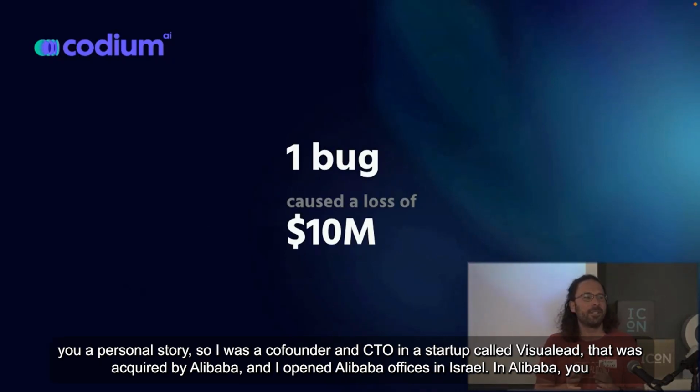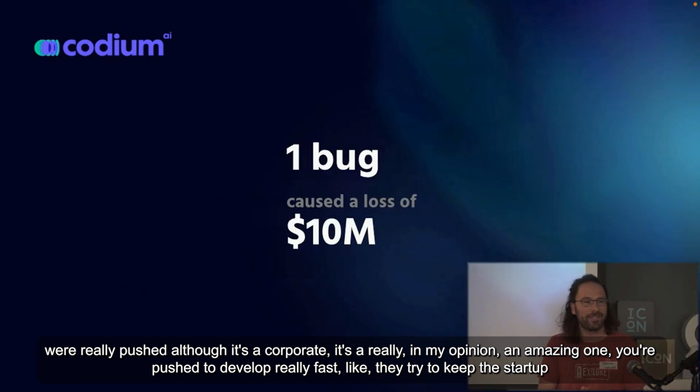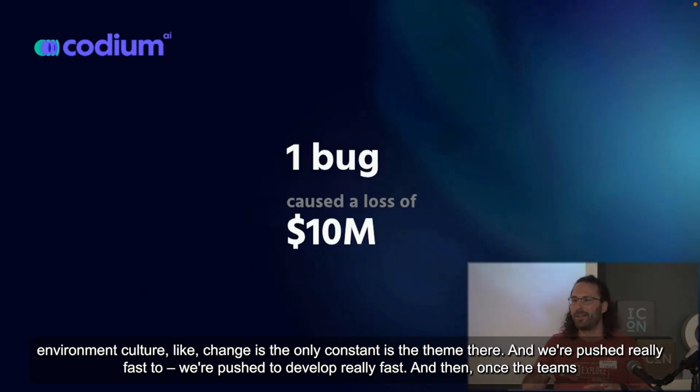I was a co-founder and CTO in a startup called Visually that was acquired by Alibaba, and I opened Alibaba offices in Israel. And in Alibaba, although it's a corporate, it's, in my opinion, an amazing one, you're pushed to develop really fast. They try to keep the startup environment and culture; change is the only constant is the theme there, and we're pushed to develop really fast.